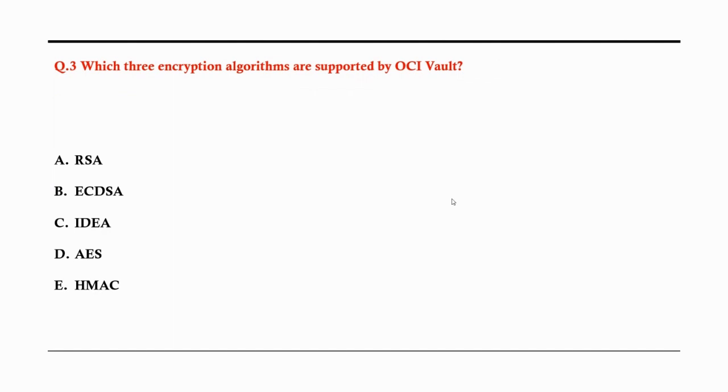Question 3. Which three encryption algorithms are supported by OCI Vault? Currently IDEA and HMAC are not available. Hence the correct answer is A, B and D. A is RSA, B is ECDSA, and D is AES.